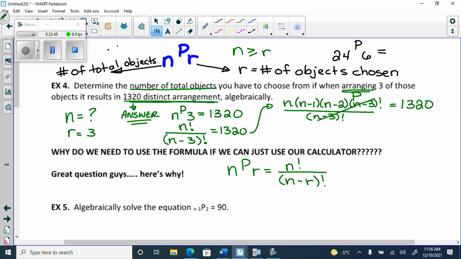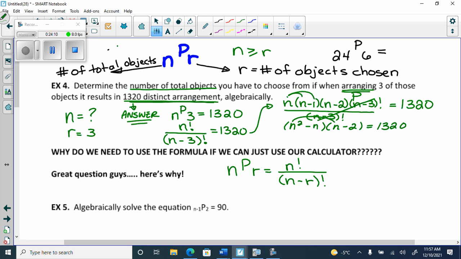If this is not algebraically, would going 3P3, 4P3, 5P3, 6P3, 7P3 be faster? Like guessing and checking in your calculator, if this was a multiple choice? Yeah. Because what we're going to end up getting here is we're going to expand that in. So we're going to get n squared minus n, and then n minus 2. Then I have to expand again, so I'm going to get a cubic.